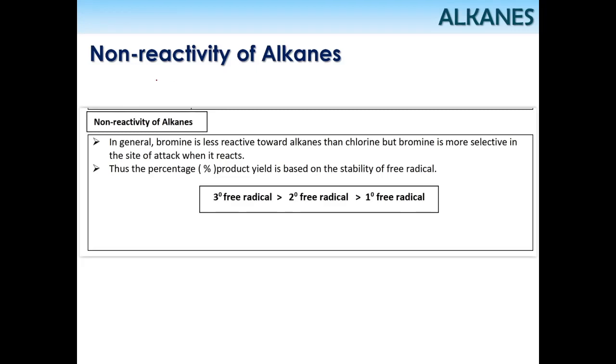So, the reactivity of alkanes. This is related to the chlorine and bromine earlier. In general, bromine is less reactive towards alkanes than chlorine, but bromine is more selective in the site of attack when it reacts. So, the percentage of product yield is based on the stability of the free radical. Tertiary free radical will be favored compared to secondary and primary, due to stability.